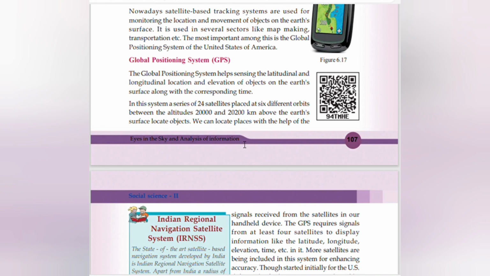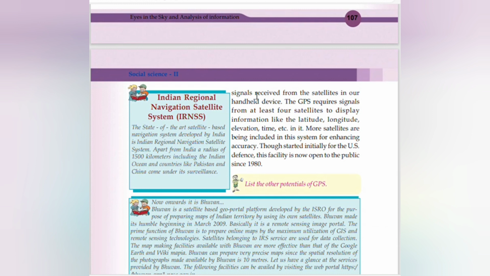We can locate places with the help of the signals received from the satellite in our handheld device. The GPS requires signals from at least 4 satellites to display information like the latitude, longitude, elevation, time, etc. More satellites are being included in the system for enhancing accuracy. Though started initially for the US defense, the system has been open to the public since 1980.